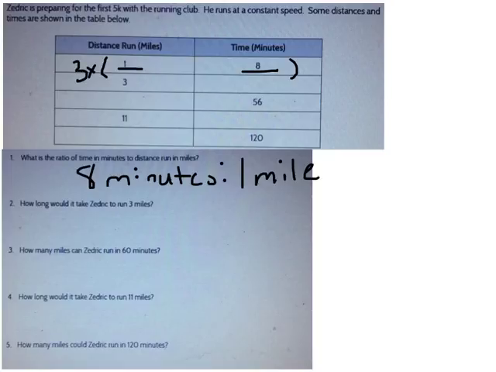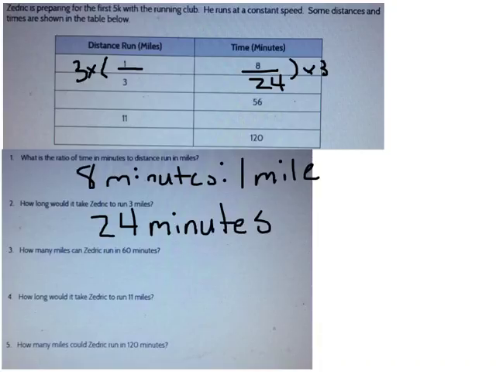It's 3. I would have to multiply 8 times the same thing to create my equivalent ratio. What's 8 times 3? It's 24. So, to run 3 miles, Zedric would need 24 minutes. I had to multiply by the same thing for both quantities. Now let's look at another one.